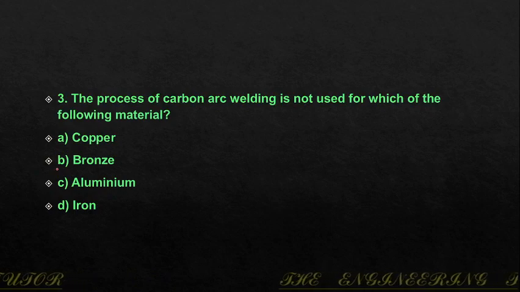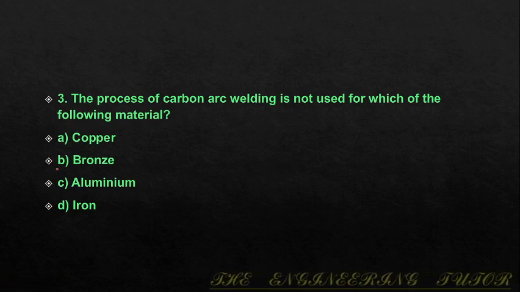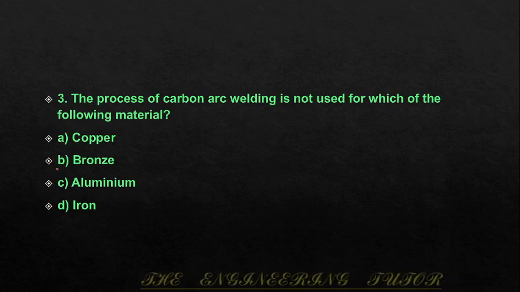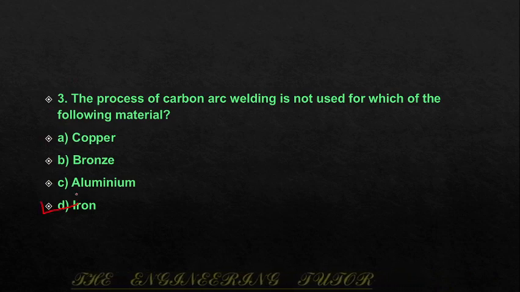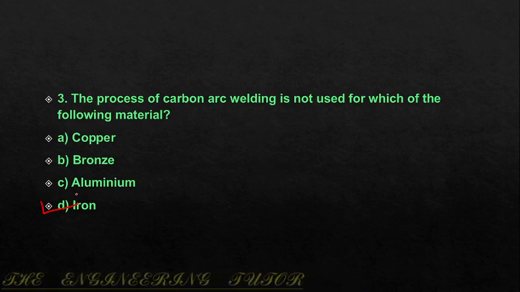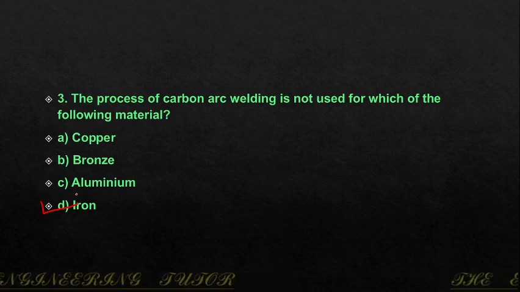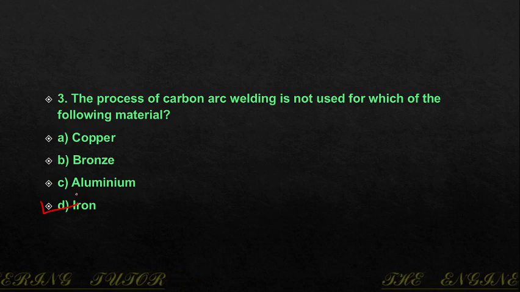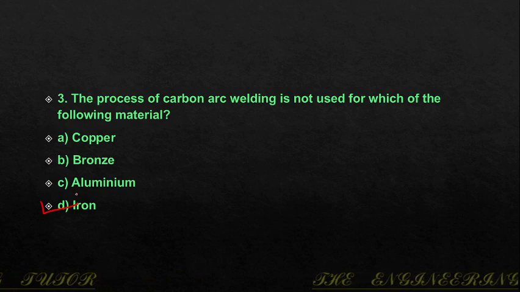The process of carbon arc welding is not used for which of the following materials? The options are copper, bronze, aluminium, and iron. All of you will skip the option iron, but the actual correct answer is iron. It's a very old process, carbon arc welding. It is now replaced by TIG welding. Carbon arc welding is widely used for copper and copper alloys, and bronze and brass are treated by this method. Aluminium can also be treated likewise, but not iron. So our correct answer is iron.